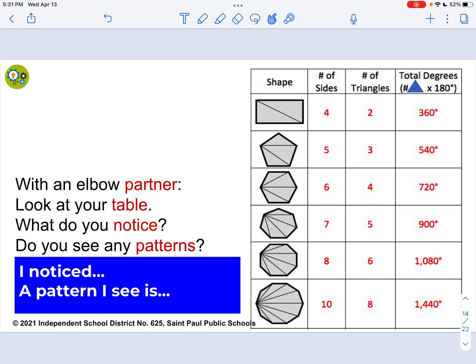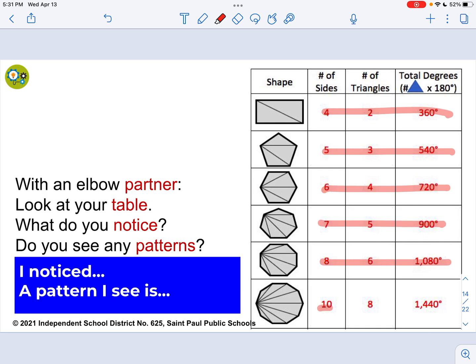All right, at this point, look at your tables. This is what it should look like right now, so you can compare yours to mine, right? So check your work, make sure it's all right. And then, what do you notice? Do you see any patterns? Pause the video. Talk at your tables for a minute. What patterns do you see as you go across? All right. Let's talk about those patterns.